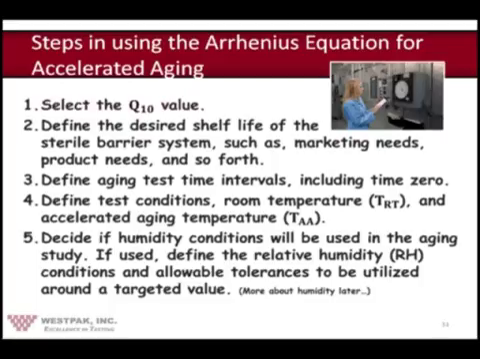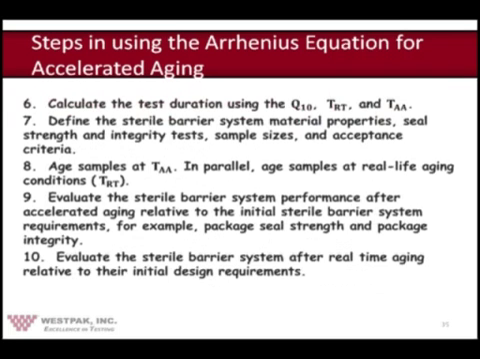Also decide if humidity will be used in the aging process. Now we're going to talk more about humidity a little bit later, but the standards, for example, 11607, say you have to consider humidity. We'll talk about that in a minute. Step 6, calculate the test durations based on the accelerated aging factor that we talked about a minute ago. And then you have to define the sterile barrier properties. In other words, what are going to be the acceptance criteria? Some of them might be peel strength of the pouch materials, or a number of other things, but you have to define those ahead of time.